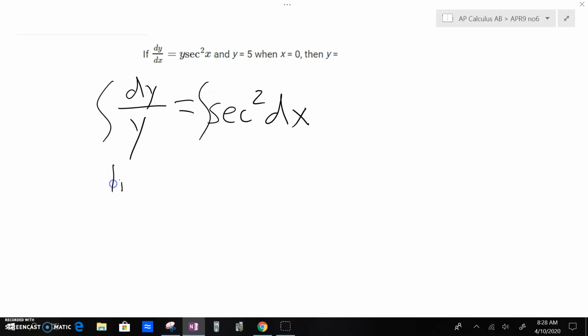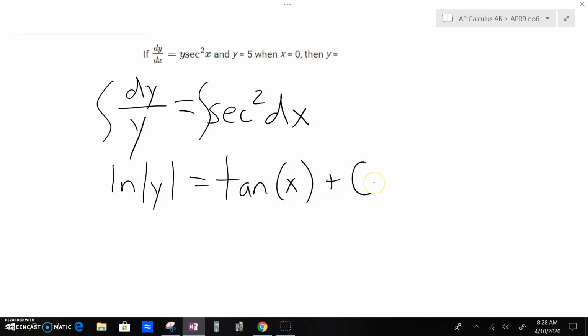And on the left, we're going to get the ln absolute value of y equals, and the integral of secant squared is tangent of x. And then we need our plus c. So again, from an AP perspective, showing this work is really important. So showing them that you're separating, showing them that you're taking an integral of each side, and then putting the plus c.